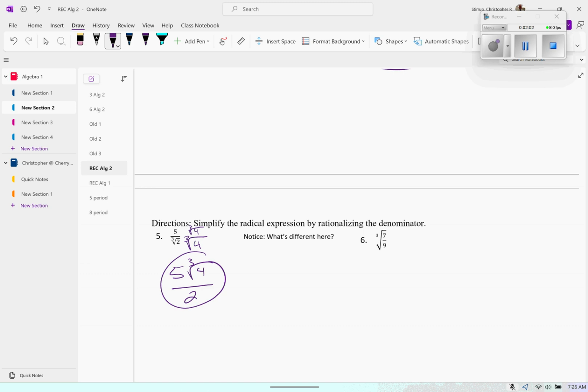That's done there. I know that third root of 27 is going to be a perfect cube. So on top, I'm going to get third root of 21. On bottom, I'm going to get third root of 27, which is going to be 3. Nothing to reduce outside.